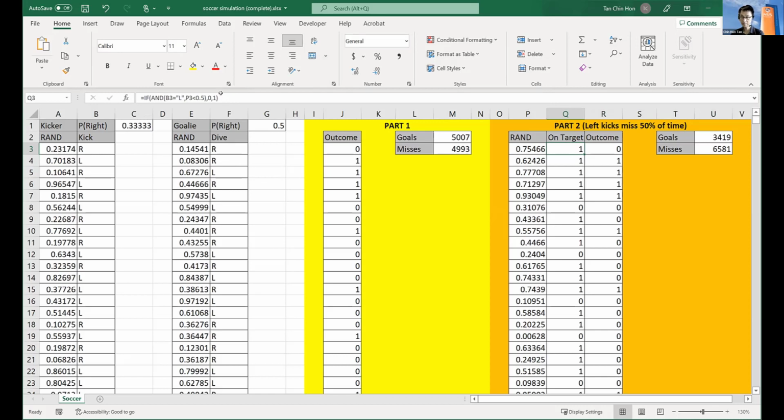Let me just quickly copy this formula to share with everybody. But of course, you can also see it on that completed spreadsheet as well.